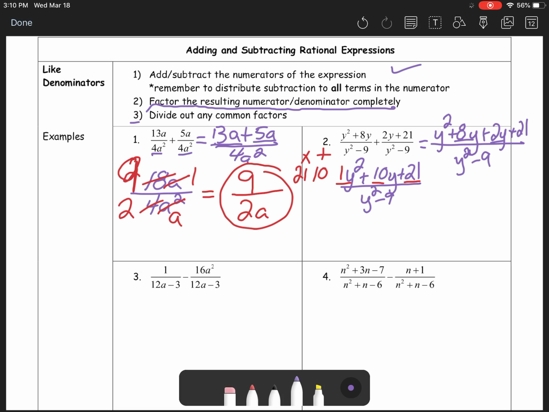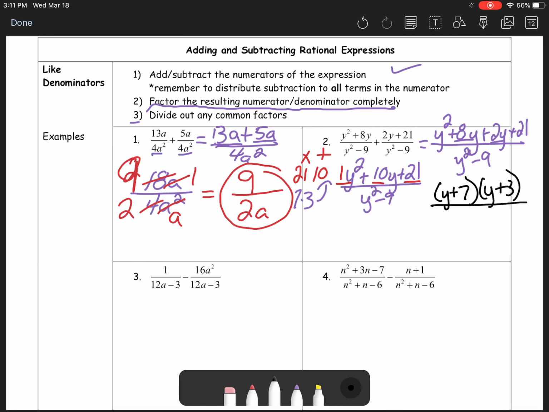So 21 doesn't have many factors. The only factors of 21 that I can really think of are going to be 7 and 3. And 7 plus 3 is 10. So I'm going to go through and I'm going to factor this out. So for my numerator, this is going to be y plus 7 times y plus 3. Remember the order in which you write it doesn't matter. If you still want to go through and split the middle, that's fine as well. But I'm telling you, you don't have to do that.